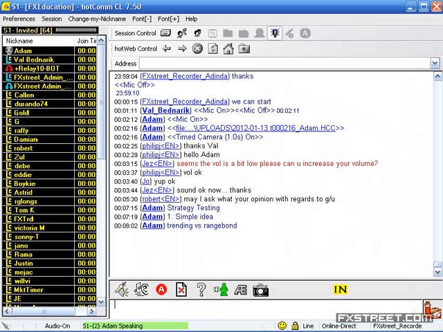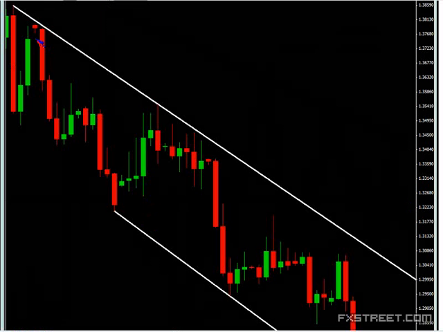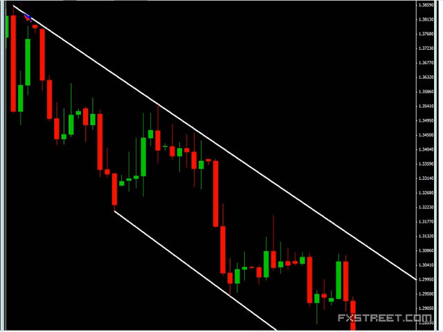Step number two is once we come up with the idea, let's actually go back to the euro dollar over here. So we're going to come up with this very simple idea. We're going to say, okay, the euro dollar is in a trending market, and the easiest way to identify a trending market is to draw trend lines. Okay, so the trend lines are established on a daily chart.